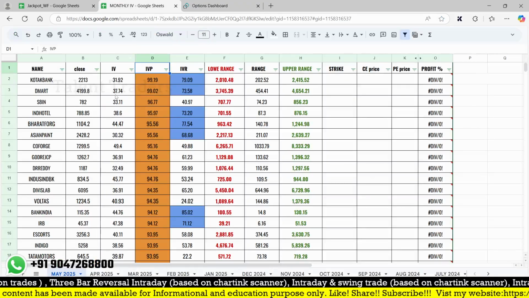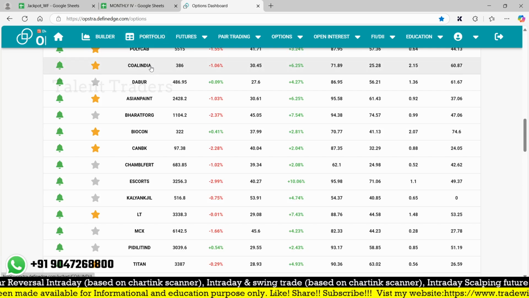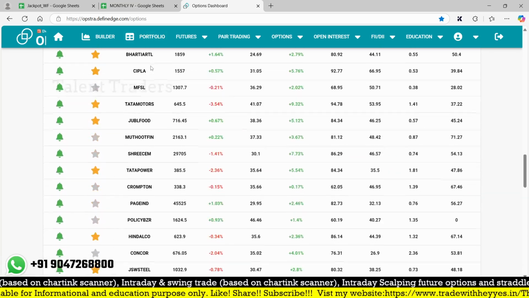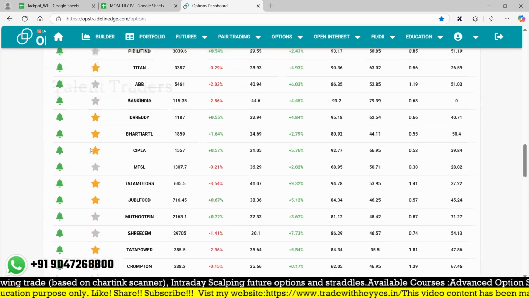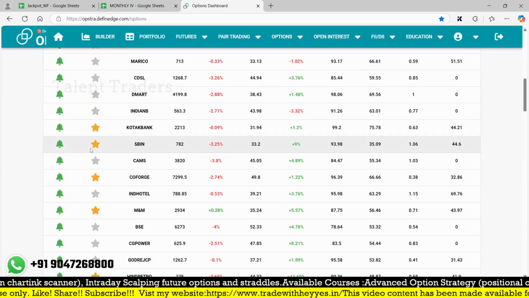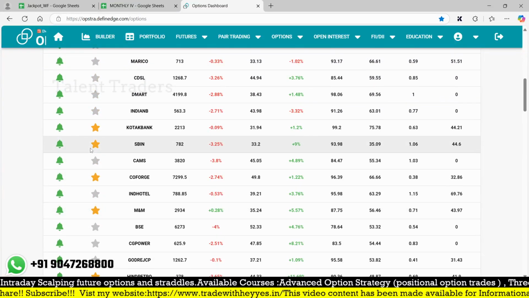That's why the IVP is very high. Because of the expectation on a particular stock due to the financial results, many stocks would be there here. It is 28 May. So almost many stocks. So if you just look at the stocks, if it is not announcing the result.